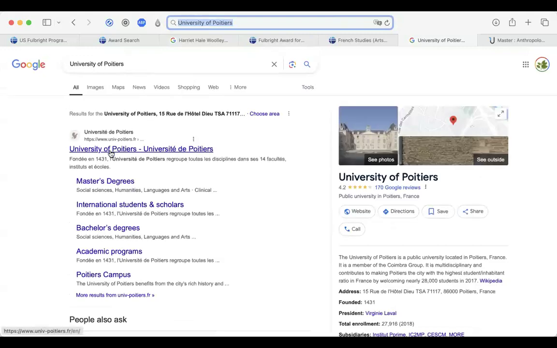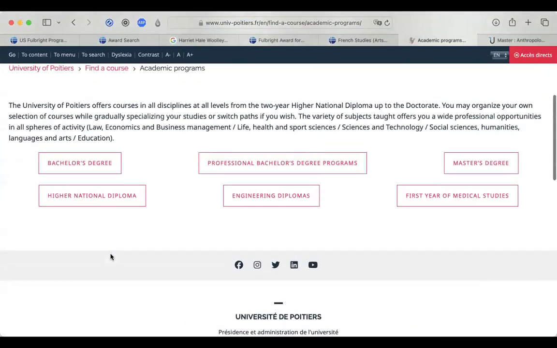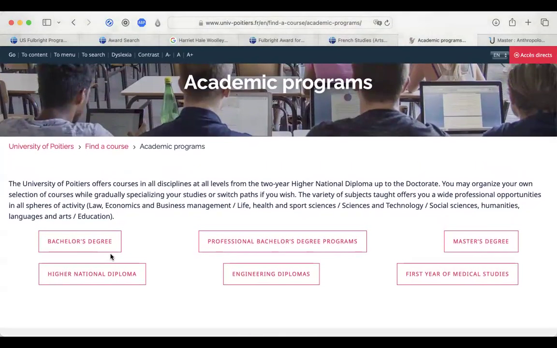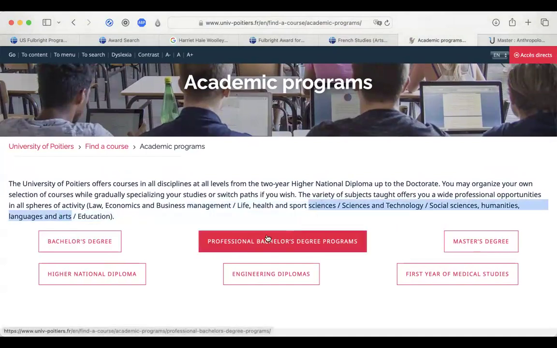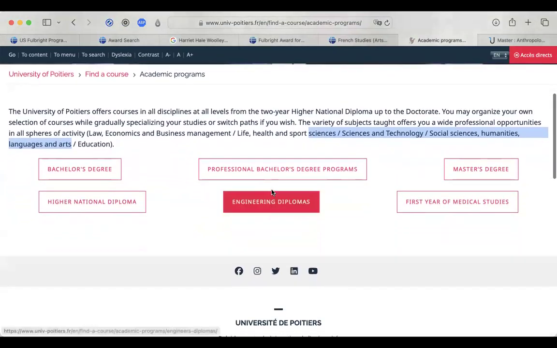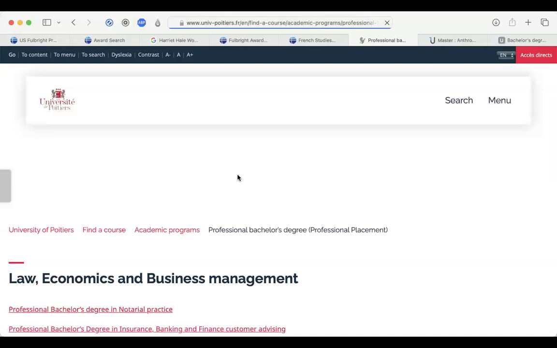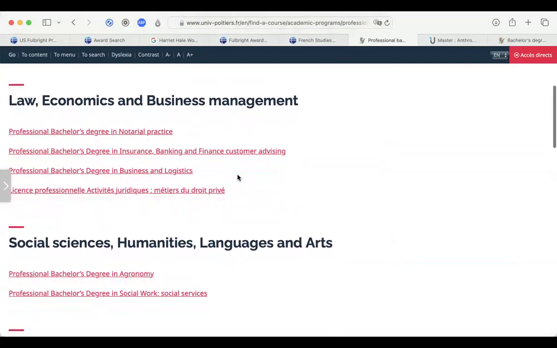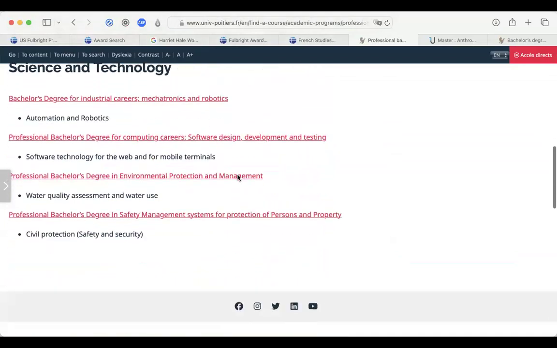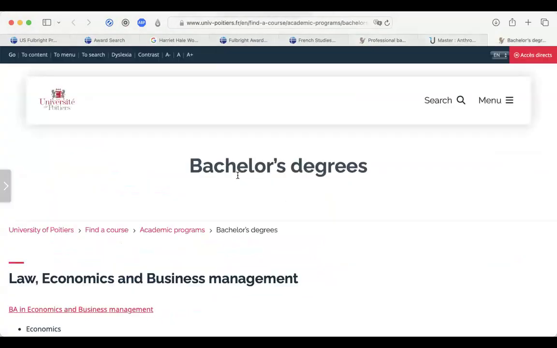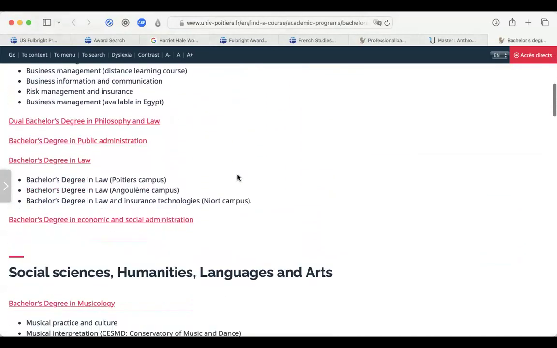And so we go ahead, we're going to go right to the academic programs link. And this is organized into 14 faculties, roughly comparable to colleges within a university. And we see that they have humanities, languages, and arts. Okay, let's take a look at the bachelor's degree and professional bachelor's degree programs to start. Looking at the professional bachelor's degrees, at this moment, we're not seeing anything. But if we look at the regular bachelor's, let's see what we find.